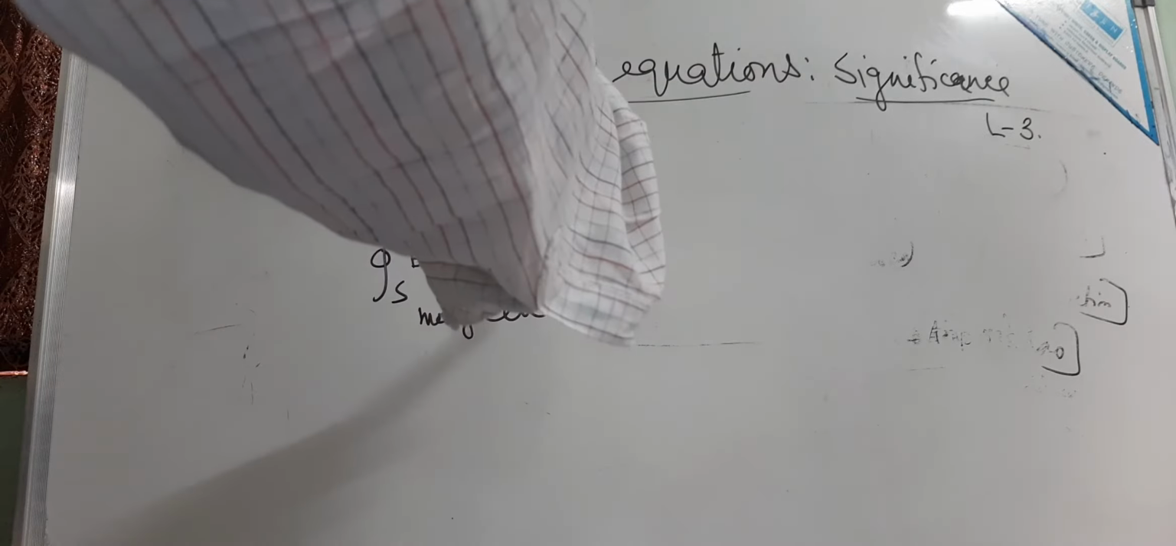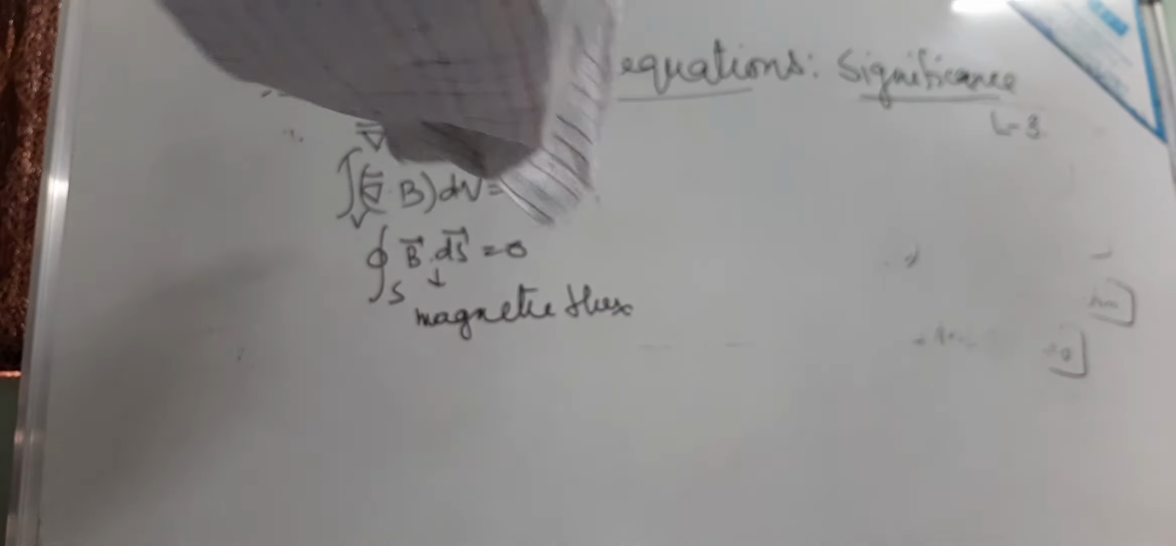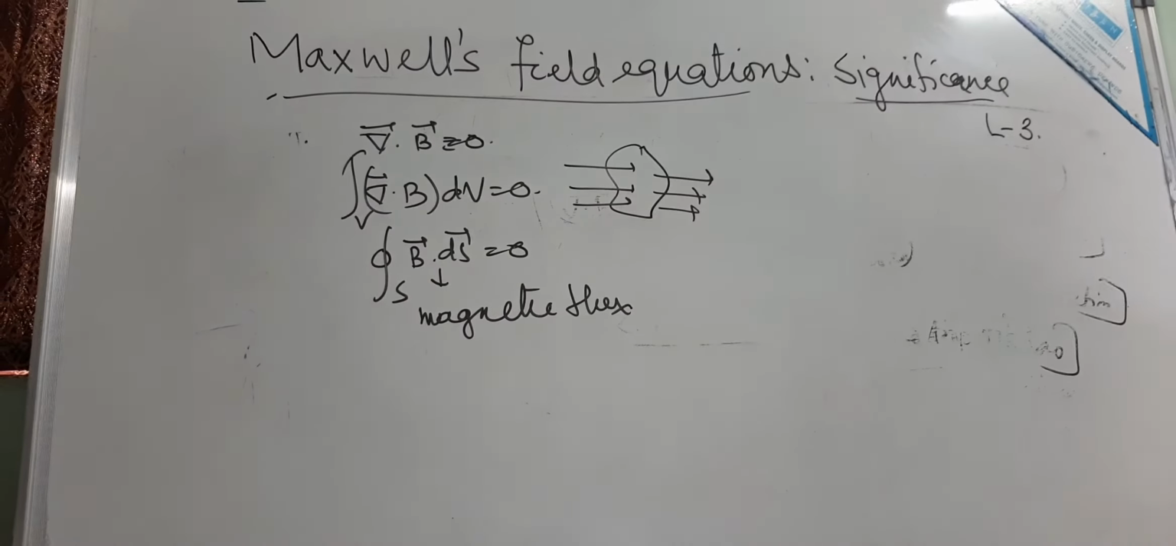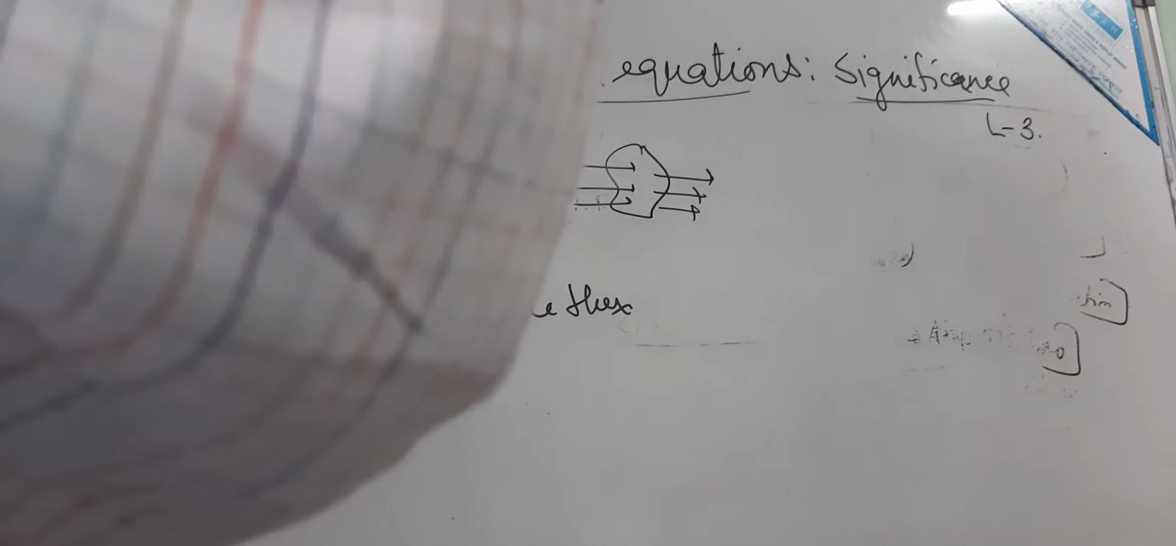So this is B dot dS equal to 0. This is your magnetic flux through the closed surface, and that is equal to 0. It means there is no net flux: the flux entering the volume is equal to the flux leaving the volume. If there is a closed surface, the flux that is entering and the flux that is going out are equal. So that tells us the divergence of B equals 0.